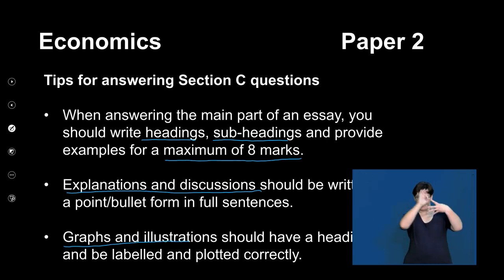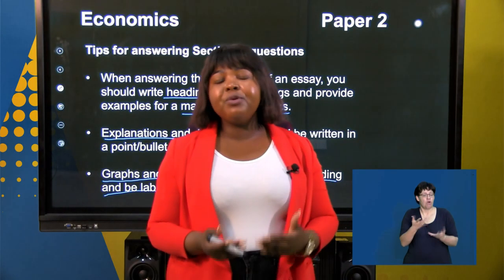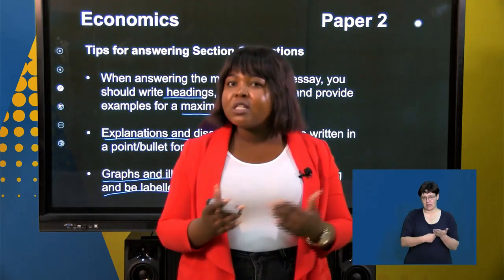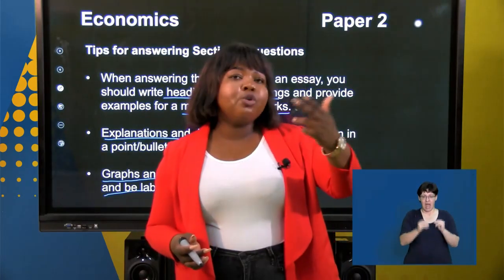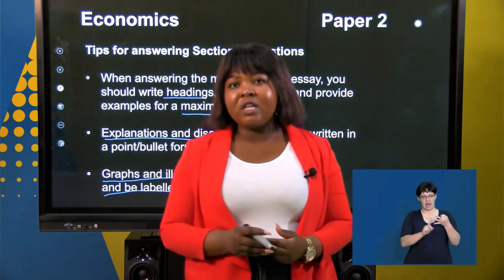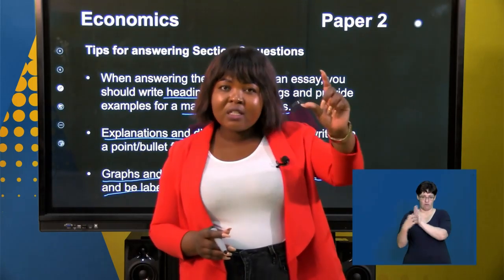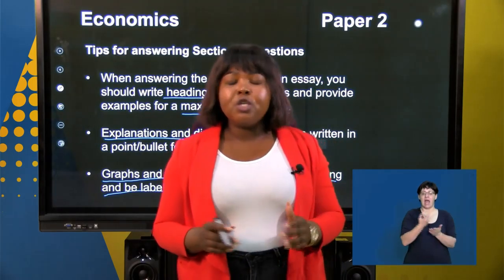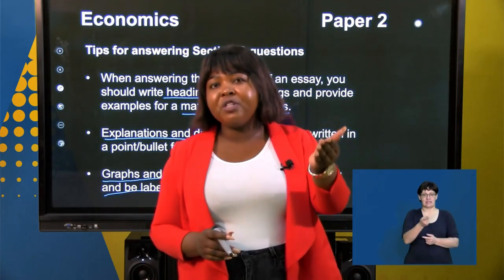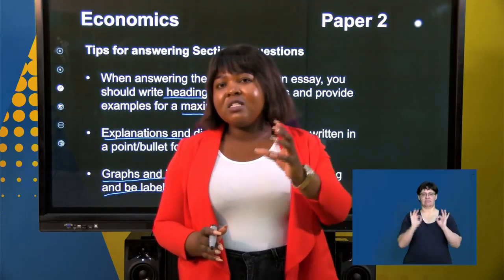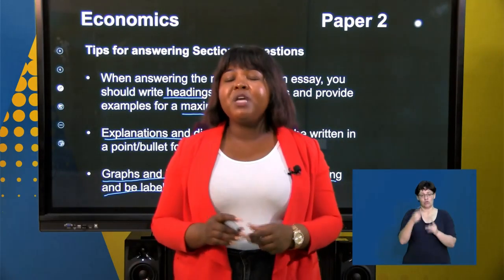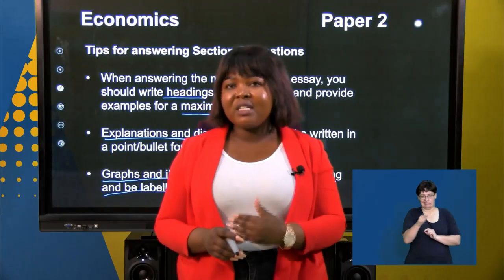Graphs and illustrations should have a heading and be labeled and plotted correctly. What am I saying here, boys and girls? I'm saying, for example, if you are asked to discuss the equilibrium positions, maybe in a perfect market, you'll have your economic profit graph, your normal profit graph, and your economic loss graph. Please give the appropriate heading. If you are drawing economic profit, you need to show that this is economic profit. And if you are tackling economic loss, again, there should be an appropriate heading that says economic loss, so that the marker may be able to identify what they are marking.